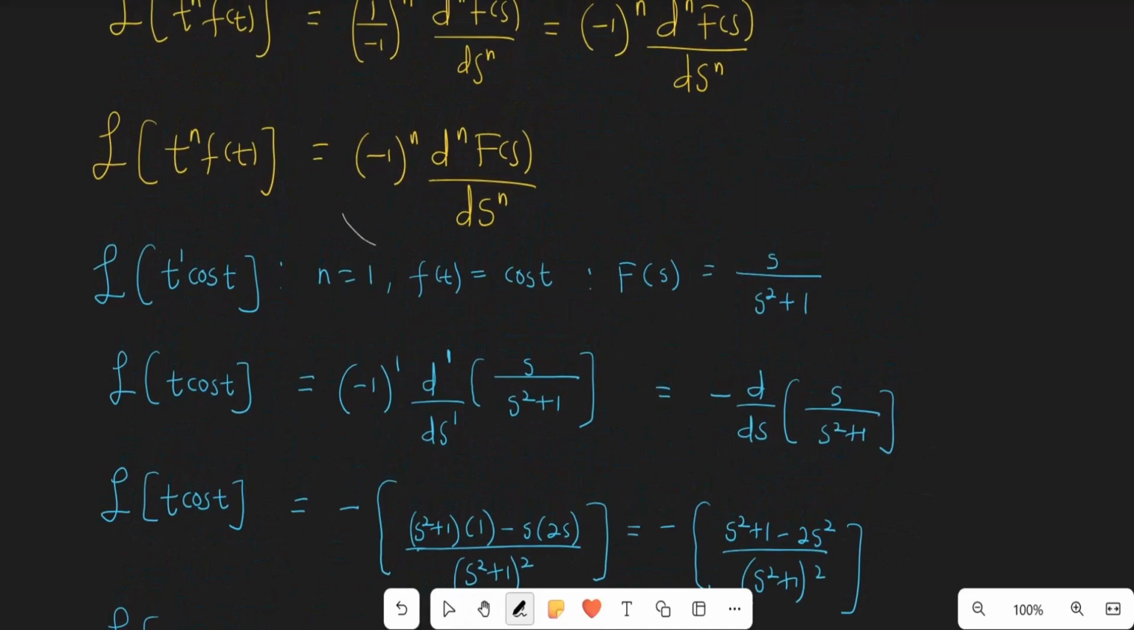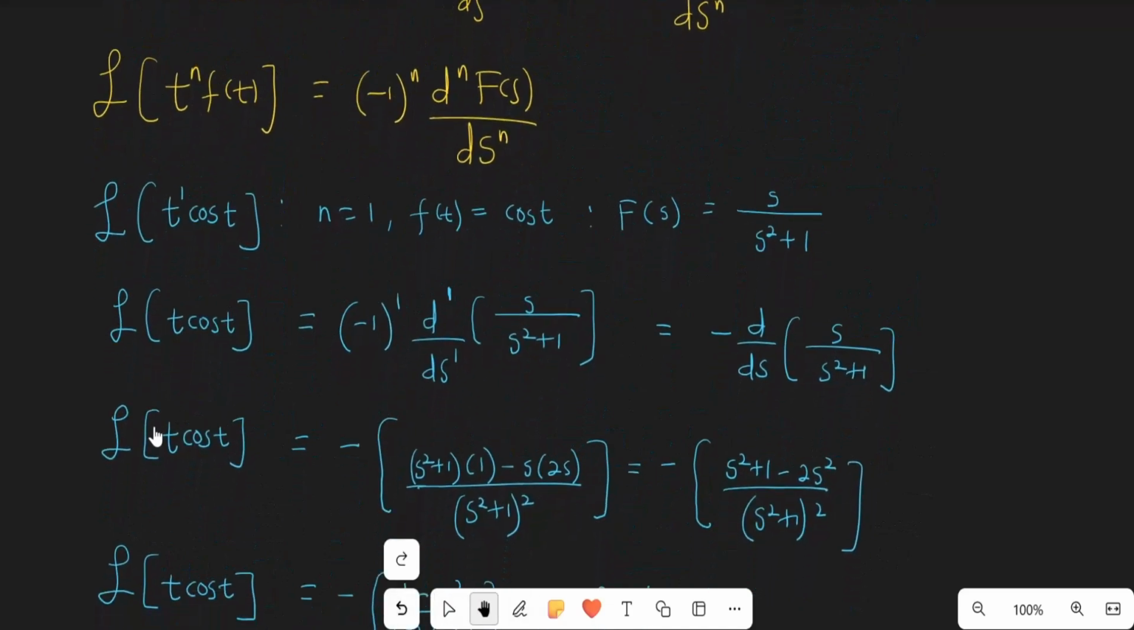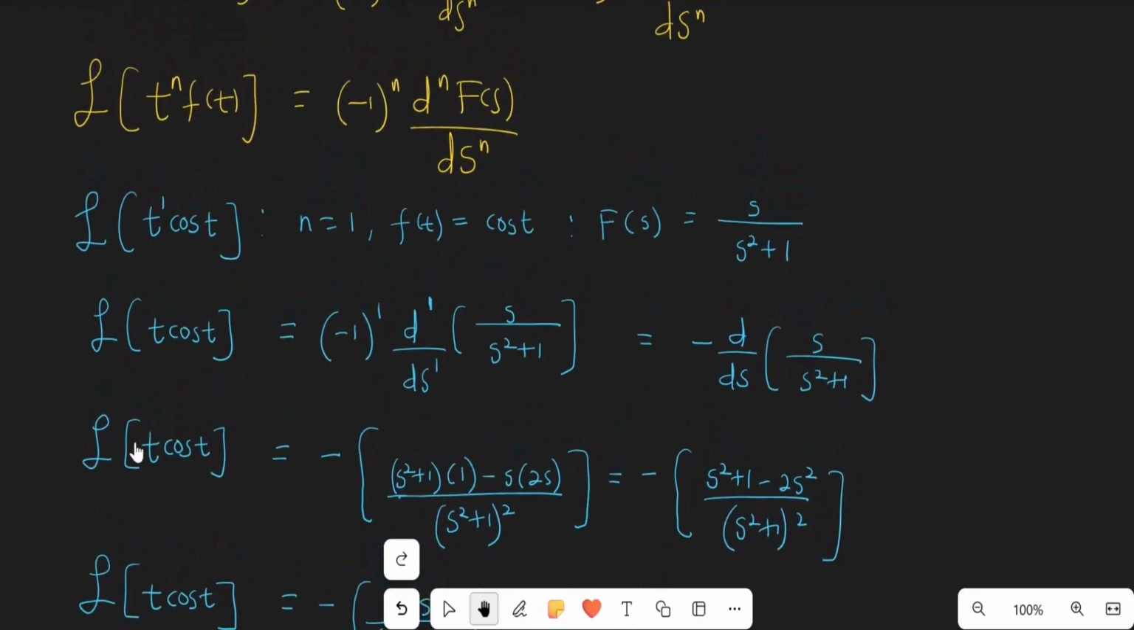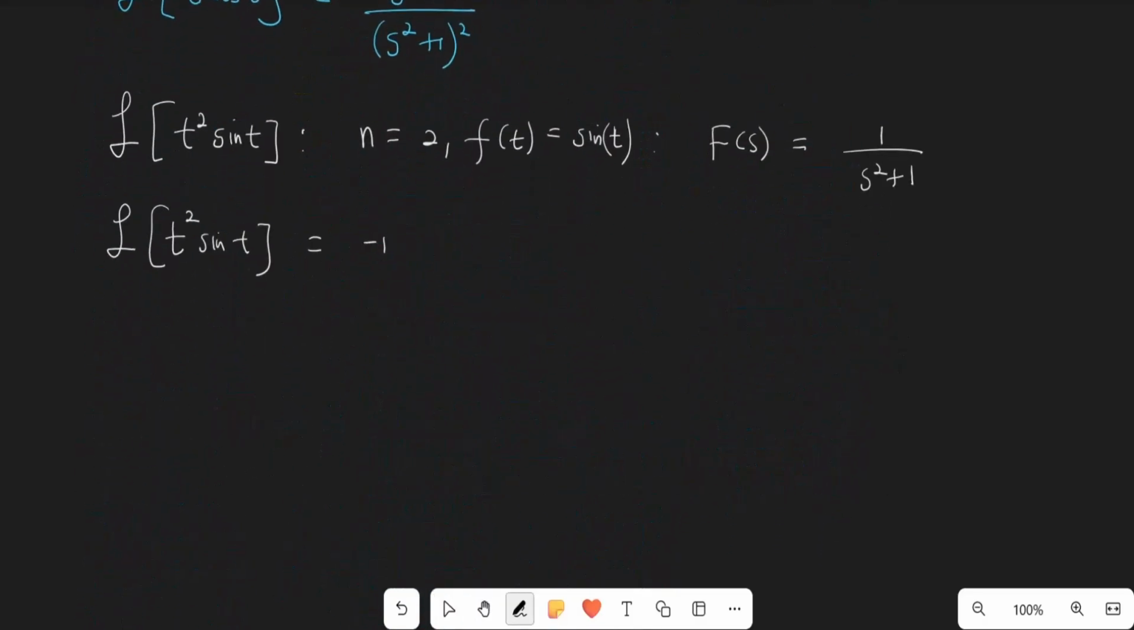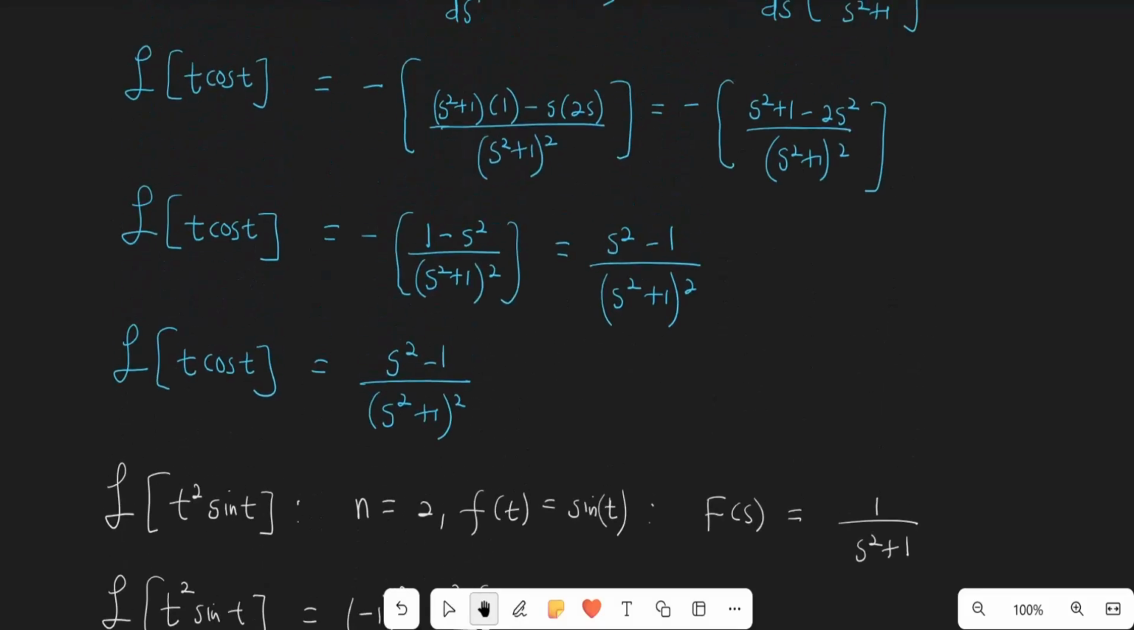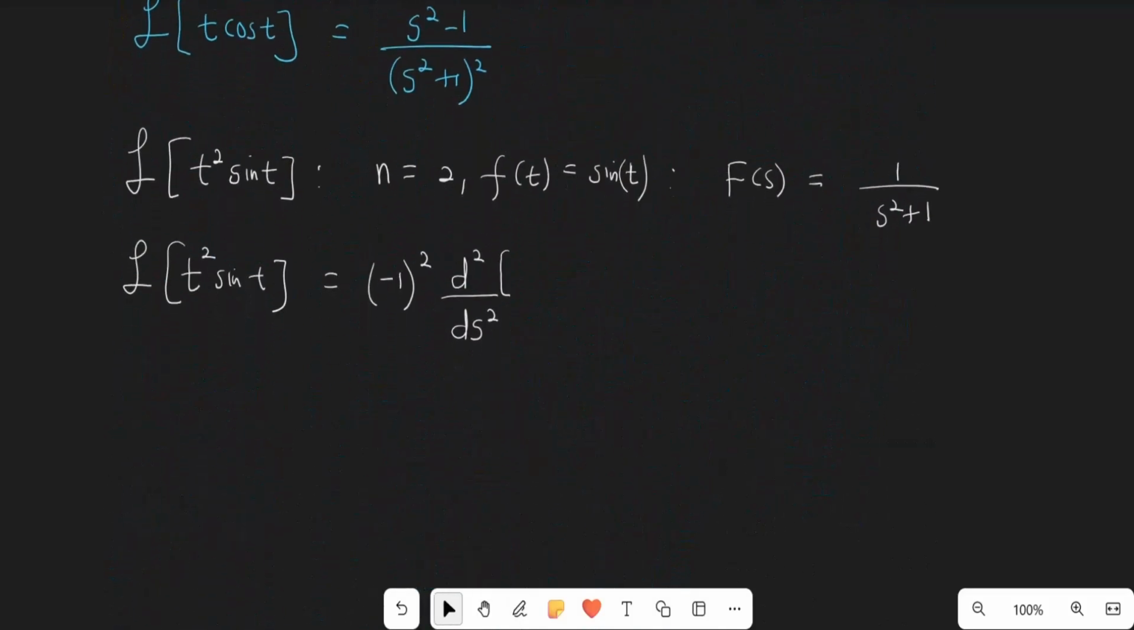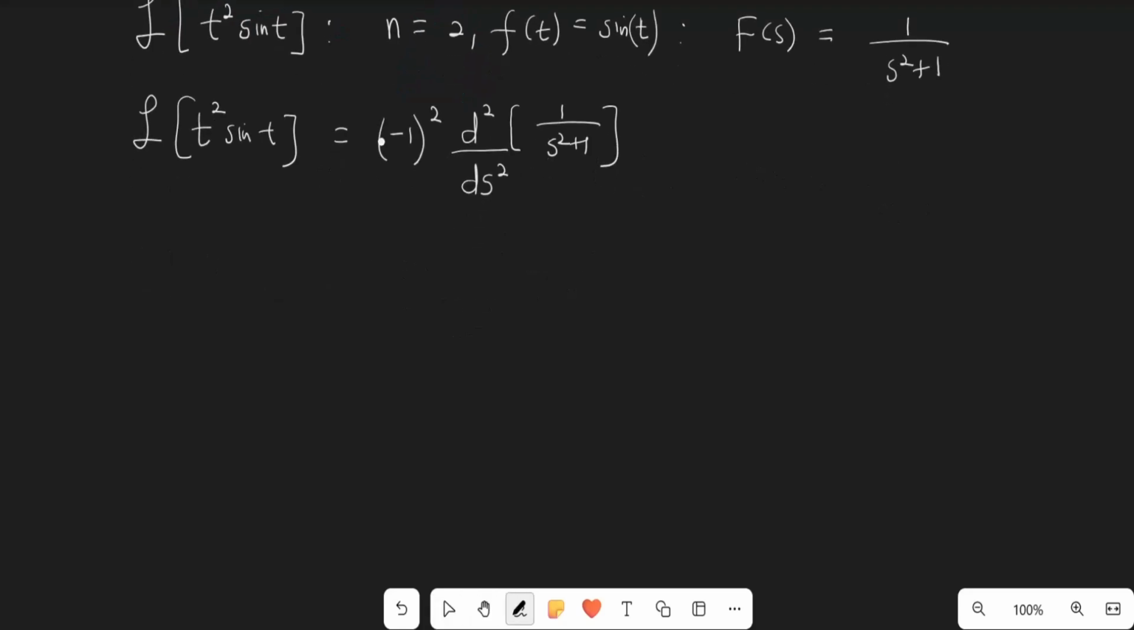The formula is that negative 1 raised to the power n multiplied by the nth derivative of the Laplace transform of sine of t. So negative 1 raised to the power n, n here is 2, that's what we have, and then we are going to have the nth derivative, d squared over ds squared, of the Laplace transform of the function sine of t, F of s. F of s here is this guy, 1 all over s squared plus 1, like this. Negative 1 squared is positive 1, so in the end we are differentiating this one 2 times. So we are just differentiating this guy 2 times.